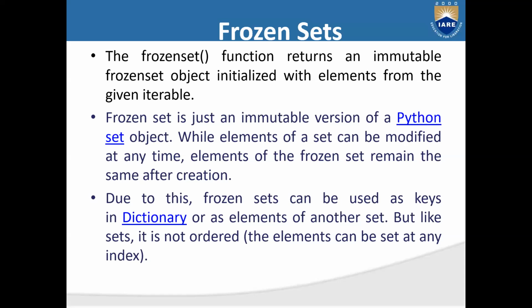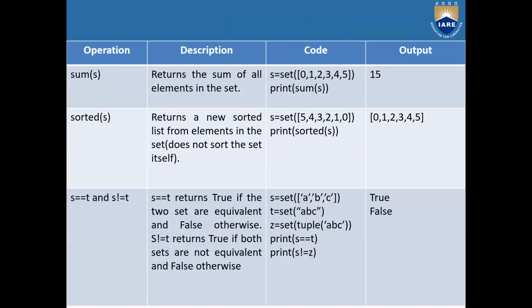Ma'am, one second, explain S equal to T, ma'am. S is equivalent to T. See here, S is equivalent to T, right? It returns true if the two sets are equivalent. That is nothing but, see here, S is consisting of ABC, and T is consisting of a set of ABC. Okay. So when we are comparing these particular sets, if they are equivalent, then it will be returning a true value.